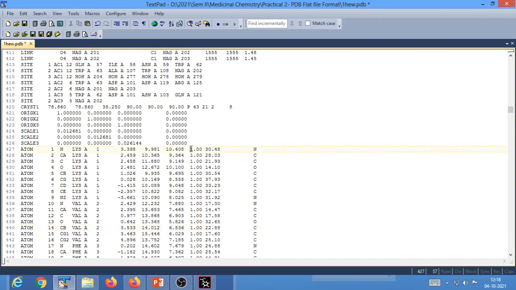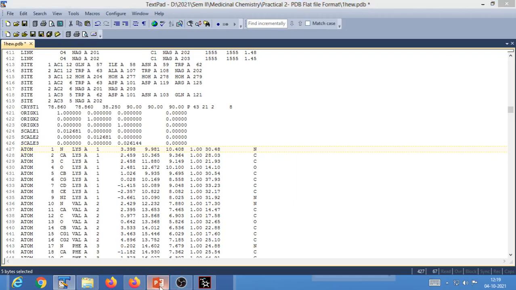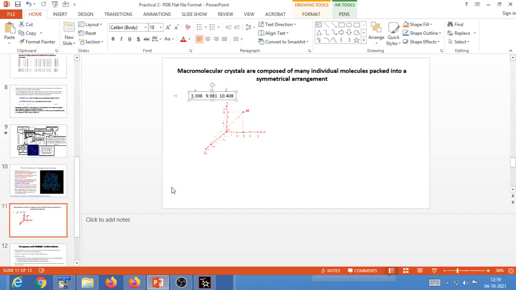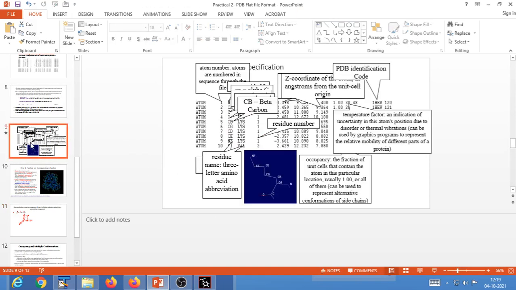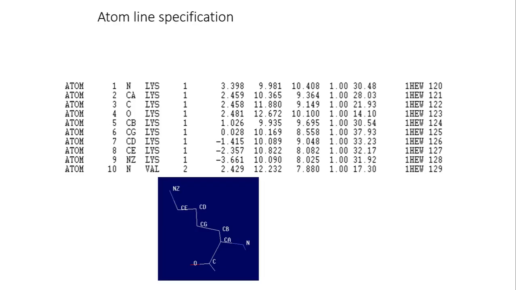Okay, so now let us start discussing what exactly this occupancy signifies, and what the B factor is and what it signifies. For that, I think we would need our protein PowerPoint presentation. So this is what it is. In a nutshell, this is what we have discussed.